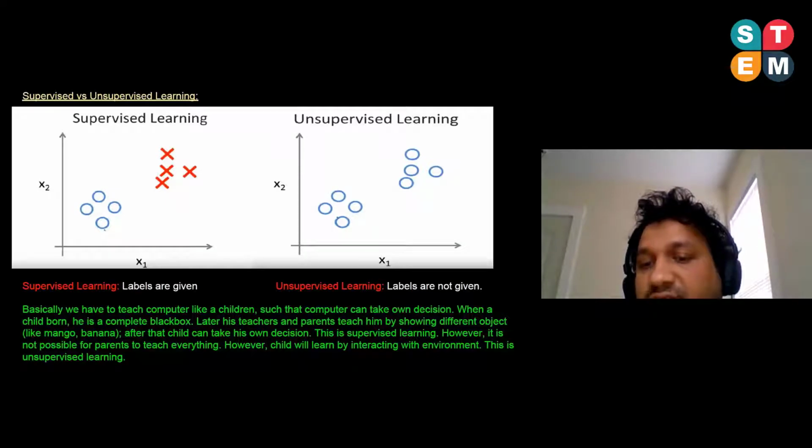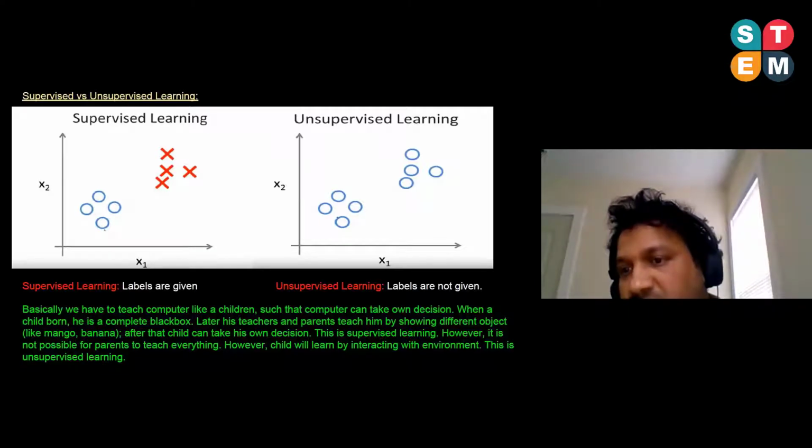However, a child will learn by interacting with the environment. If you ask a child, okay, here are two cities, one is Boston and another is Singapore, and you ask whether Boston is in the United States or Singapore is in the United States, he will clearly distinguish, even without being taught.